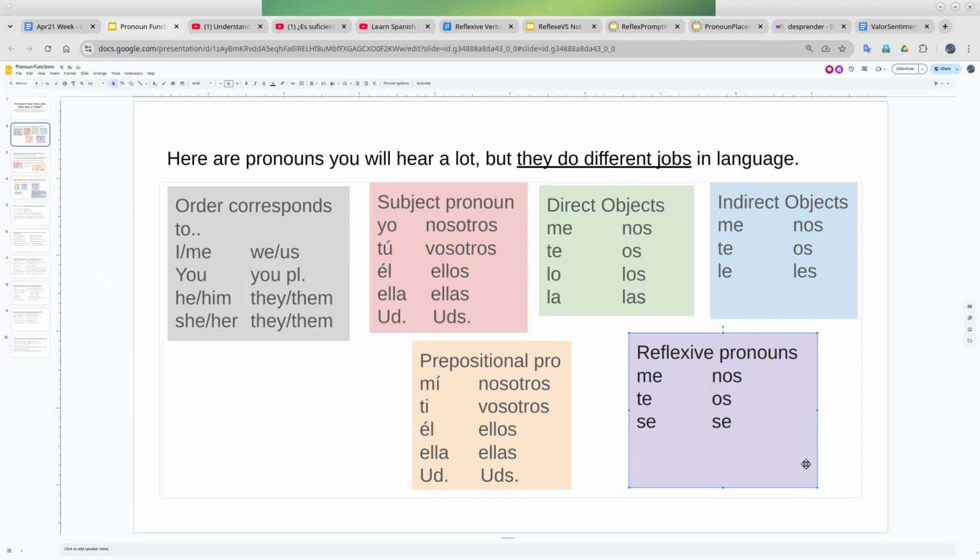The nosotros verb form has to match up with the nos. And then we've got se in that other category, right, for third person. So, in other words, the pronoun and the verb have to make nice. They have to be in a similar kind of format, a matching kind of format, right? So with reflexives, that matchup has to happen.